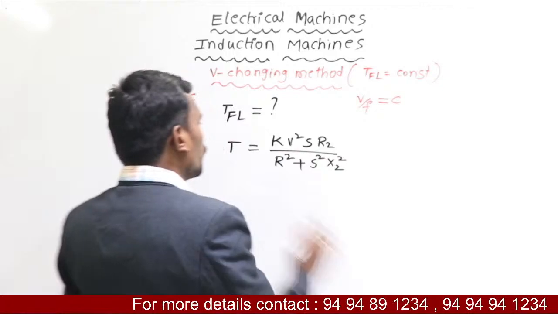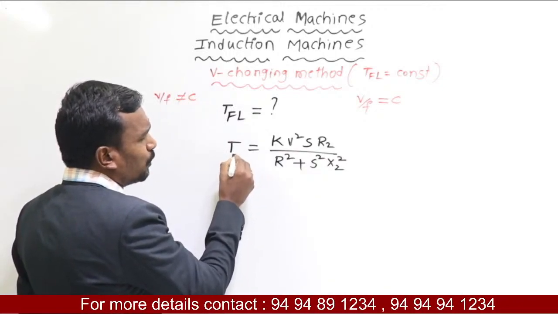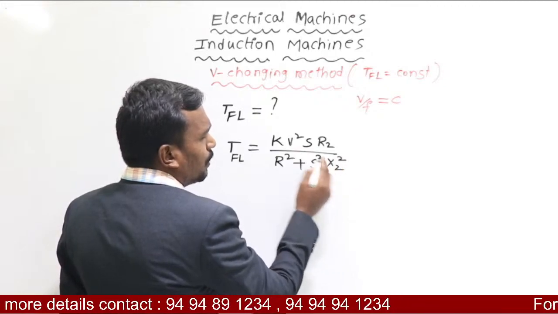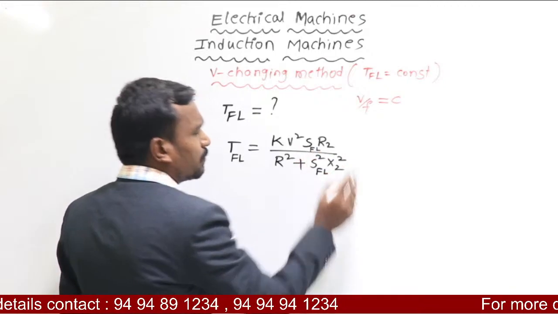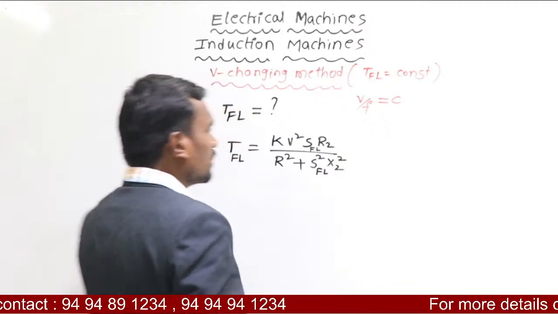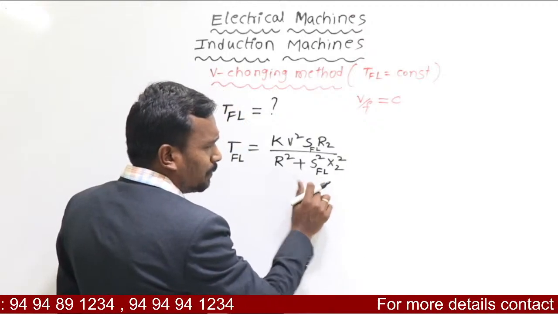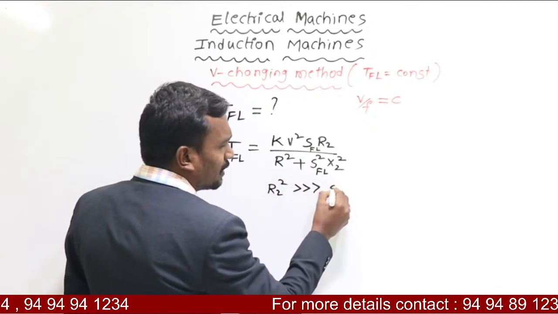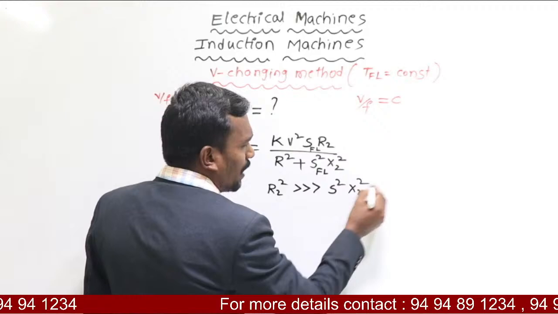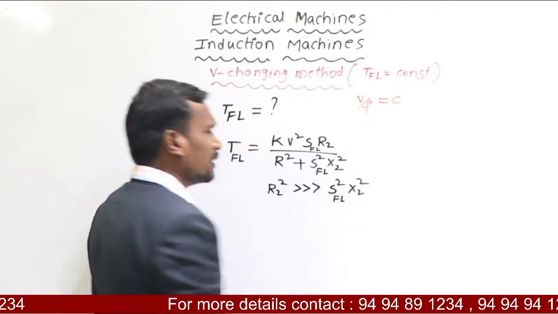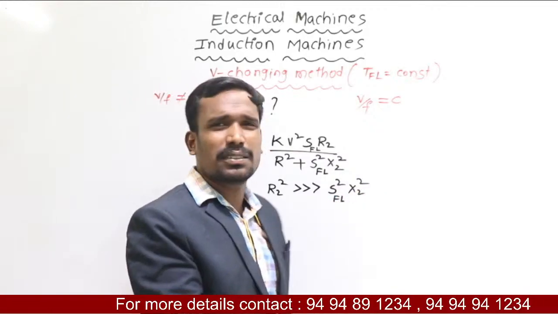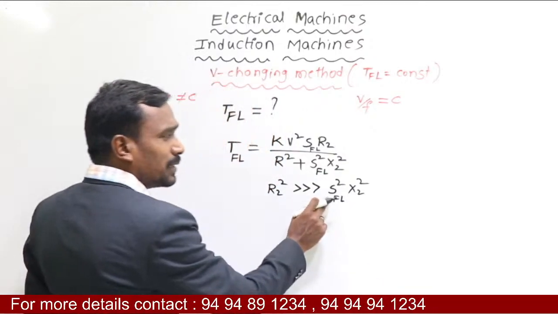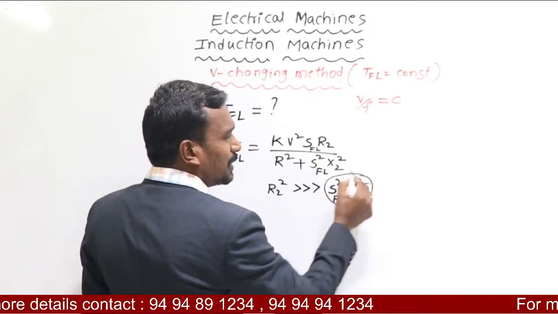Now I want the full load torque formula. If you want the full load torque formula, you have to take the full load slip. Of course, if you take the full load slip, the R2 square value is much greater than the S square X2 square value, because at full load the slip is minimum, just between 5% to 12%. Very minimum, that's why this value is negligibly small.